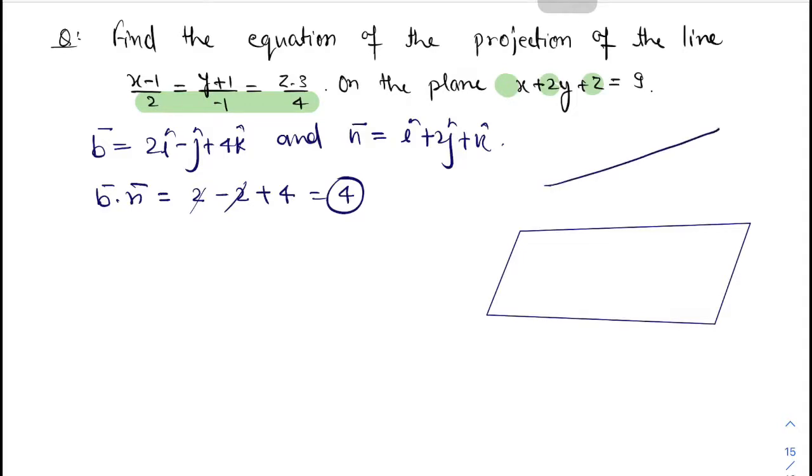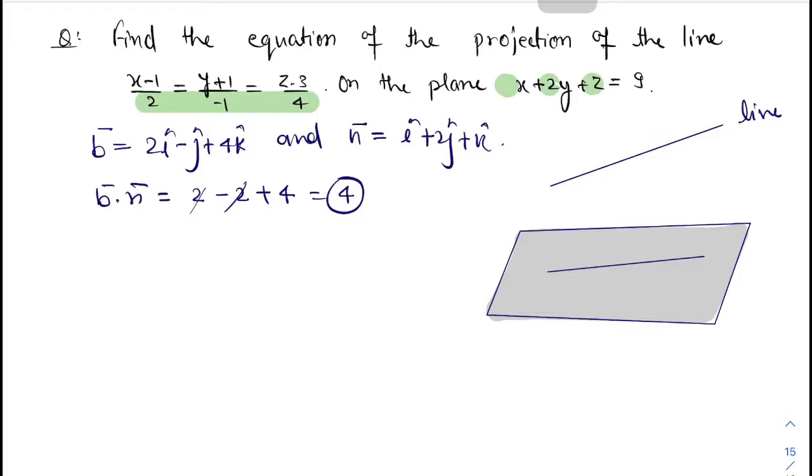So let me draw it like this. So this is our line, and this was our plane. You have to find the projection of this line in the plane. What does projection mean? Projection means if I apply a light source from above, then the shadow of this line on this plane will be called the projection of this line in the plane.